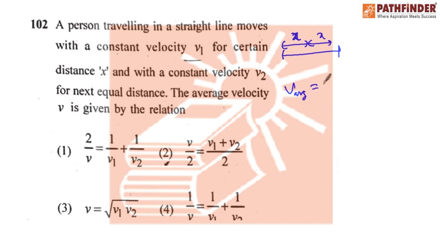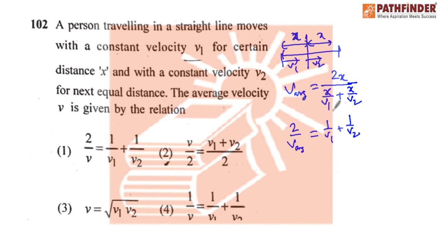So now the average velocity is equal to distance by time. Total distance is 2x. Up to this, it is going with v1, then it is going with v2. So for the first x distance, the time taken is x by v1. For the next x distance, the time taken is x by v2. So it's quite clear that 2 by v average is equal to 1 by v1 plus 1 by v2, after cancelling x from numerator and denominator. So our option number 1 is the correct one.